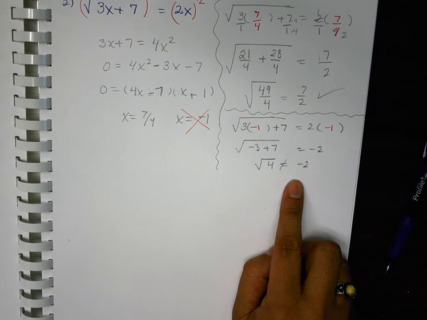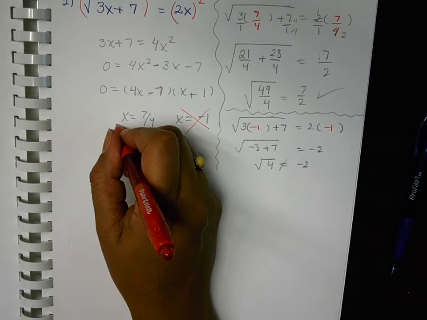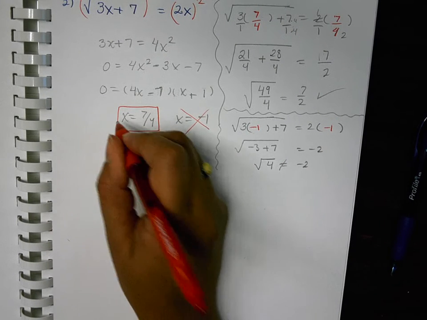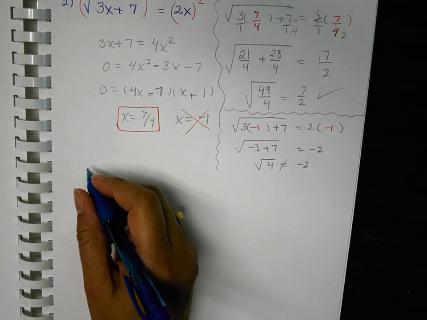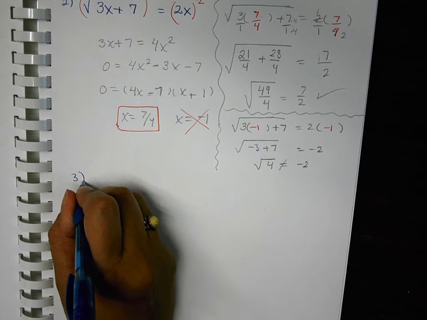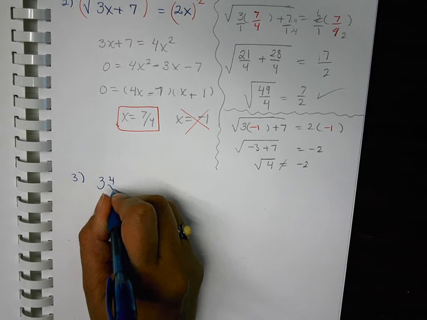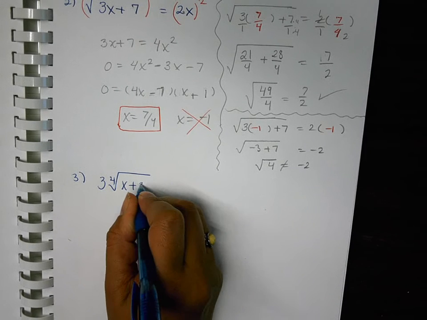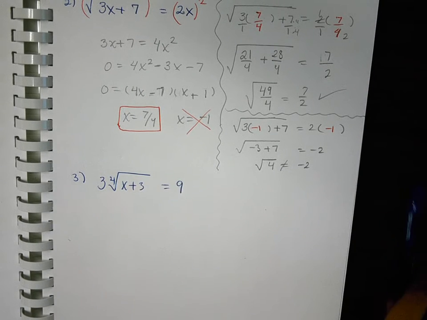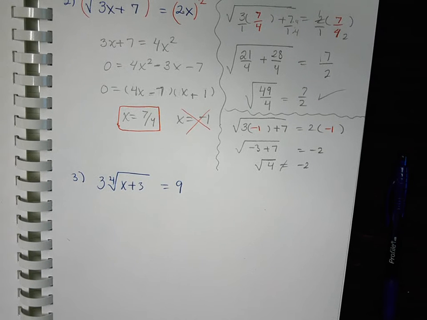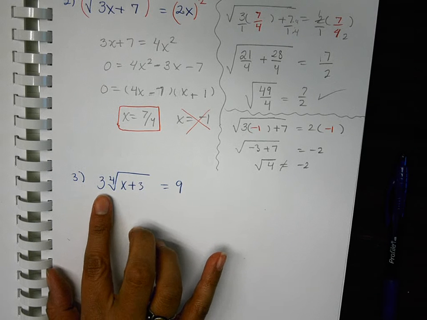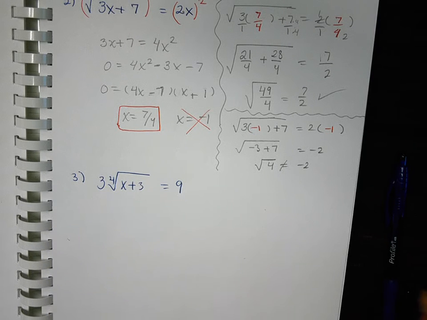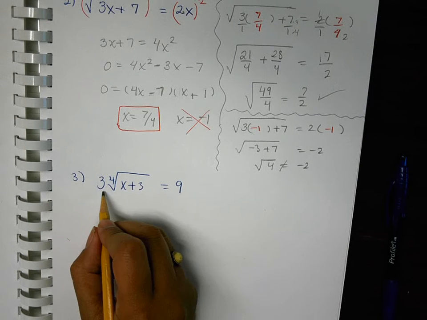Okay, so our only solution is what? 7/4. All right. Are we good? Number 3. 3 times the 4th root, x plus 3 equals 9. I'm going to let you try that one on your own. That one's doable. I haven't gone over and isolate like this. So what do I have to do to isolate this? Distribute the 3, subtract the 3, or divide the 3?